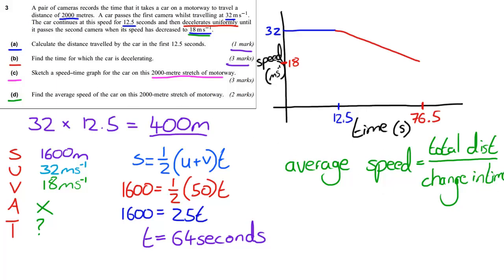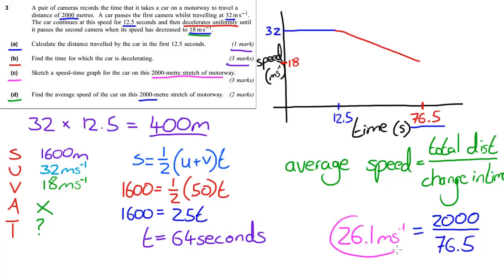So what we're going to have then is our total distance. We already know that is the 2000 meter stretch, so our total distance is going to be 2000. The total time, well, we just worked that out, so that's 76.5. If you plug that into a calculator, what we should end up with is 26.1 meters per second. That is our average speed for this 2000 meter stretch of motorway. That's your 2 marks. That's the question done. See you on the next one.